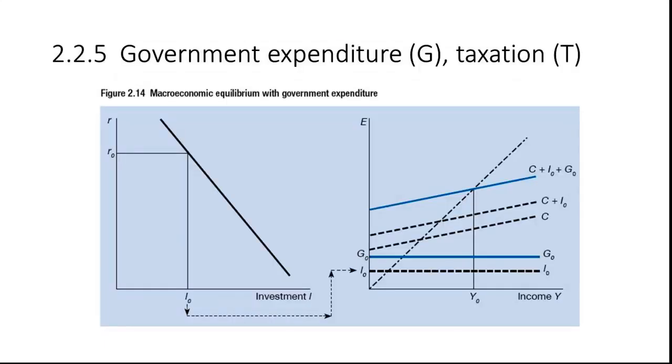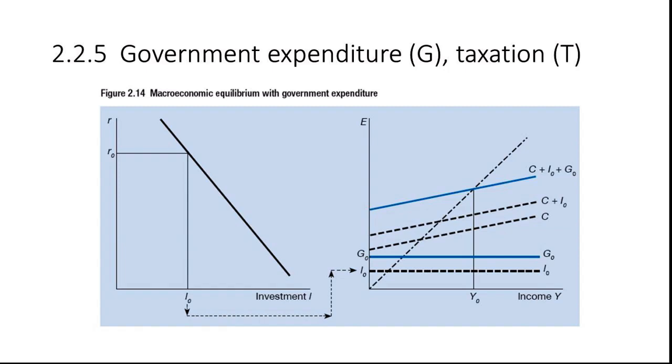In our model, government spending, the G term, gets added as a horizontal line to our 45-degree line model. Remember, we have spending on the vertical axis and we have income on the horizontal axis, and government spending is independent of income. So just like you would do with investment, government spending simply gets added to this model.